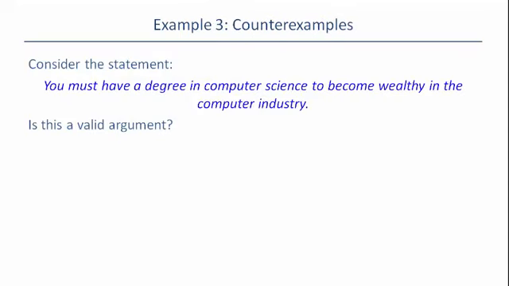So consider this statement. You must have a degree in computer science to become wealthy in the computer industry. Now, is this a valid argument? Well, obviously not, because there are hundreds of people in the computer industry that are very wealthy that do not have degrees in computer science. Many of the wealthiest people in the computer science industry dropped out of college before they got a degree. Doesn't mean you should do that, but it just means this argument is bad.